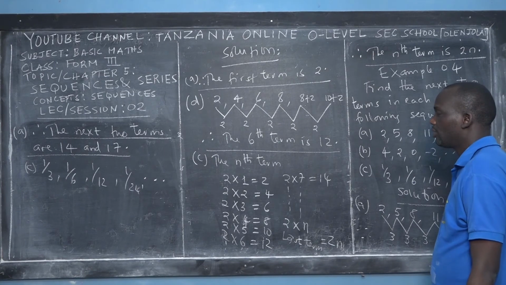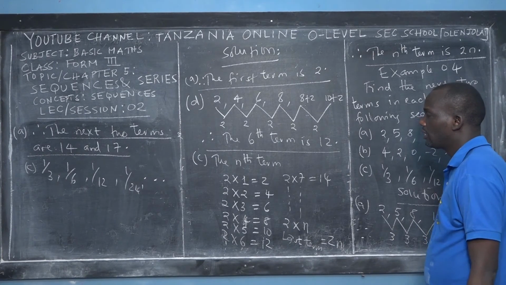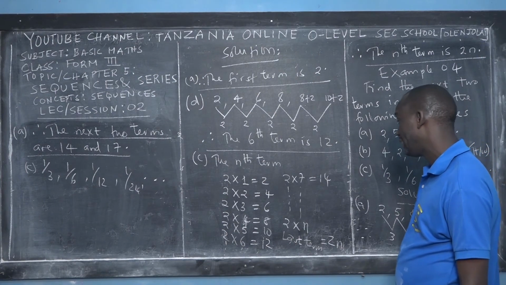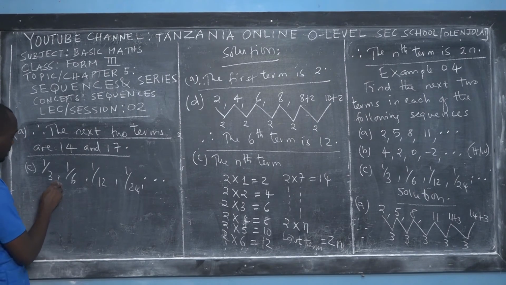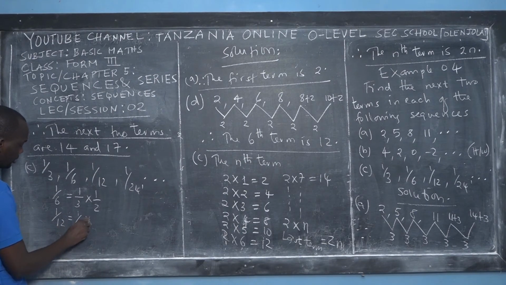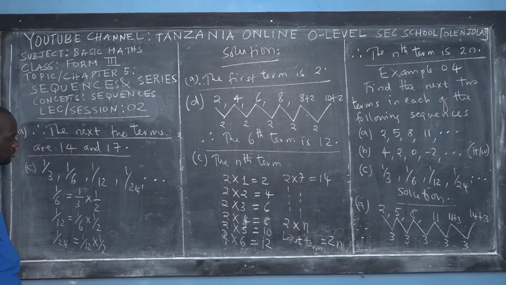So what do we say? What is the difference between them? If you examine, there's a rule that has been formulated. For this case, the second term, which is 1/6, has been formulated by 1/3 times 1/2, right? Then the next term, the third term, which is 1 over 12, has been formulated by taking 1 over 6, then multiplied by 1 over 2. And the next term is 1 over 24. This has been obtained by 1 over 12 times a half. So a half is common.